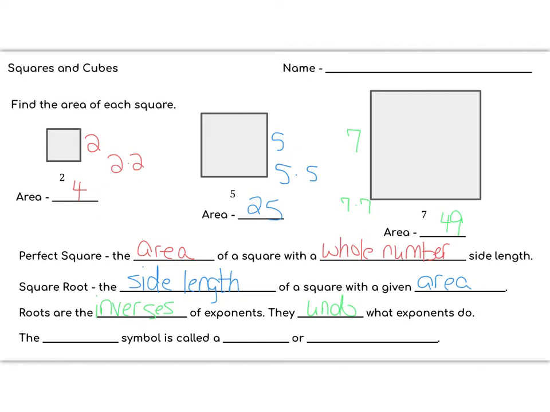This is going to introduce for us a new symbol. And this symbol looks like a division house with a little check mark, okay? And that is called a root or a radical. All right, so that new symbol is what we're going to use to find the root of certain numbers.